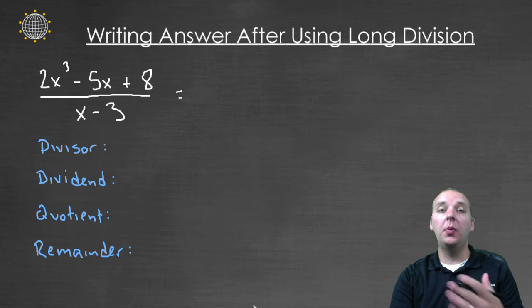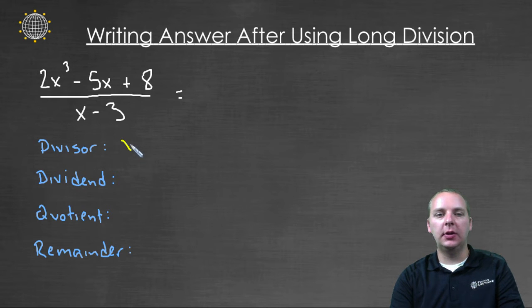In an earlier video, we worked this problem where we took a polynomial 2x cubed minus 5x plus 8, and we used long division to divide it by x minus 3. And so in this problem, the divisor was x minus 3. The dividend was the numerator, the polynomial we were dividing into, which was 2x cubed minus 5x plus 8.